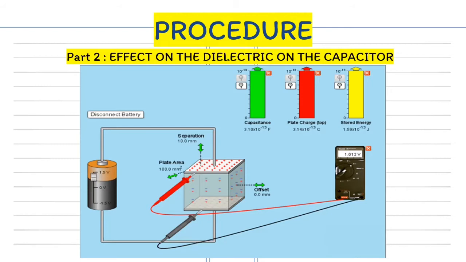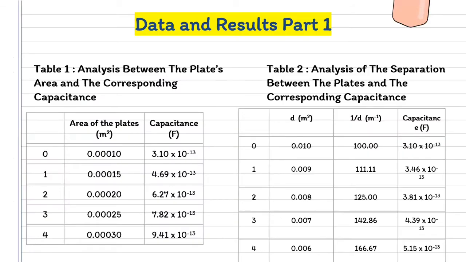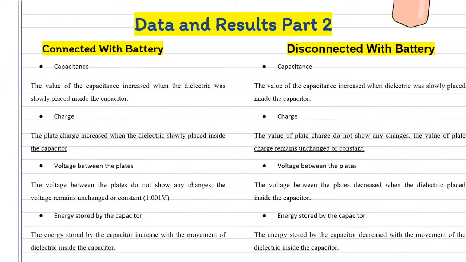The dielectric was slowly inserted inside the capacitor. While the dielectric was being inserted, observations were made, and the changes in the values of capacitance, charge, voltage between the plates, and energy stored by the capacitor were recorded. The dielectric was removed and the battery was disconnected. Lastly, step number 4 was repeated without the battery connected. This is the data for part 1, and this is the data for part 2.